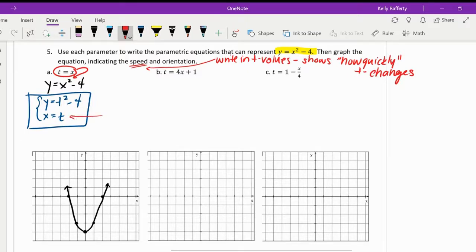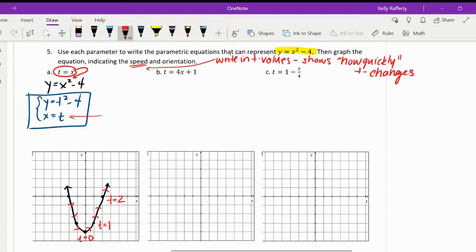So I like to use the x equation, and right when x is 0, that'll be t is 0. When x is 1, t is 1. When x is 2, t is 2. So the speed will give us the orientation, right, what direction our graph goes as t increases.